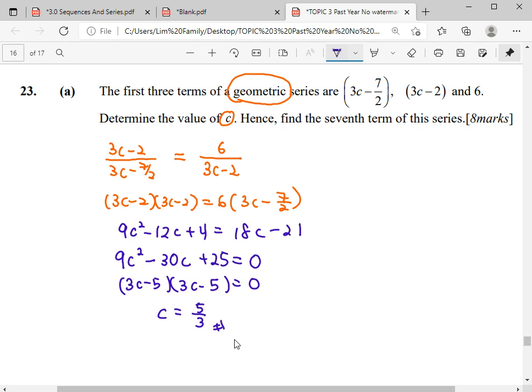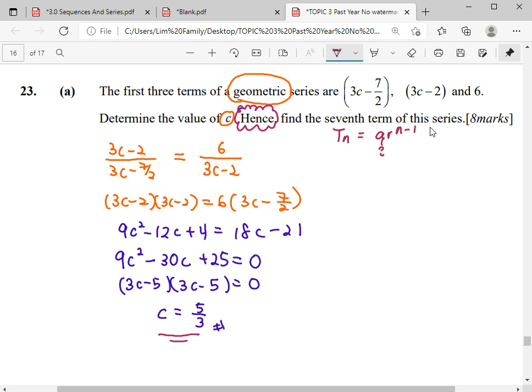Then we look at here. Hence, when we have the wording hence, means we have to use what we have just now to answer the following questions, to answer the following tasks here. So what we have just now is this. What we have done here is C equals to 5 over 3 to answer the second part of this question, 7th term of the series. So 7th term, Tn equals to A R to the n minus 1.